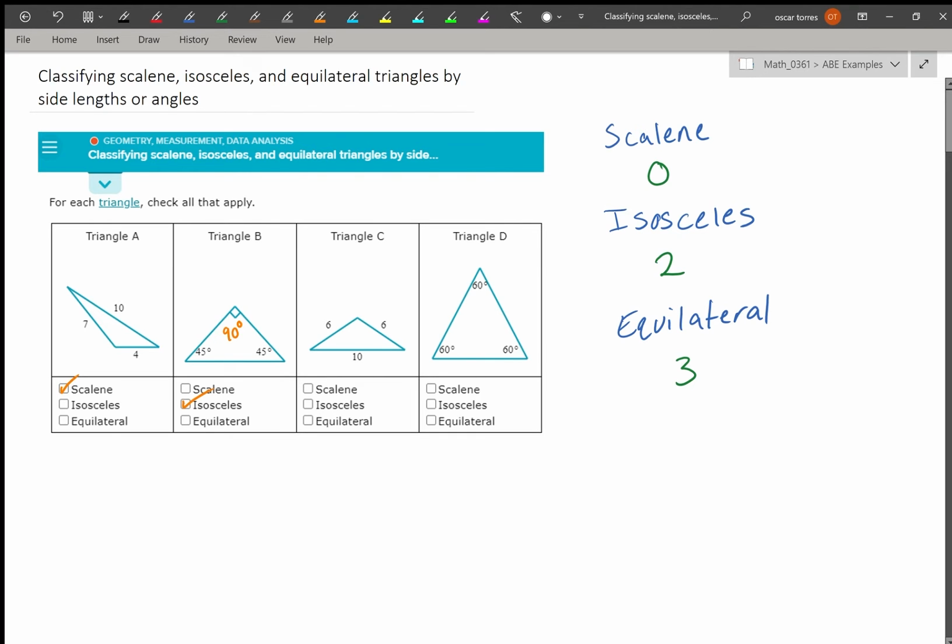For triangle C, we compare the sides. Two of those sides are exactly the same. That means we have an isosceles triangle.